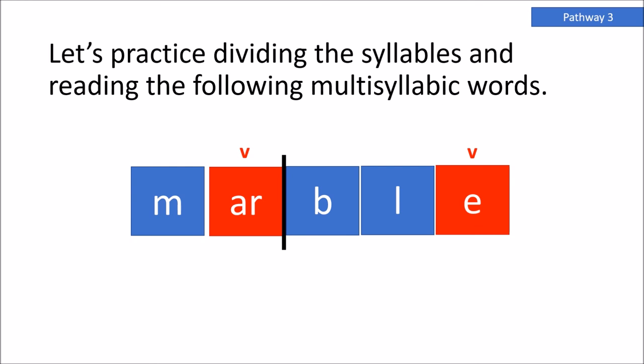When I look at this first syllable, what type of syllable do I have? If you said an R-controlled syllable, you are correct. How would we pronounce this first syllable? We would pronounce the first syllable as mar. Take a look at the second syllable. What type of syllable is the second syllable? If you said consonant LE, you are correct. We know that in a consonant LE syllable the E is silent. So how would you read this second syllable? If you said bull, you are correct. Put those two syllables together and read the word. If you read the word marble, you are correct.